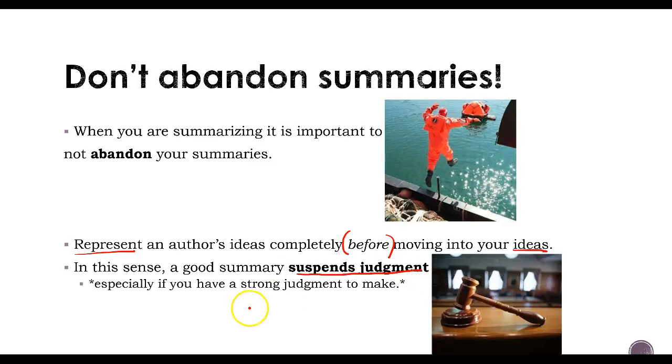This is especially important if you have a strong judgment to make. Right? So let's say that you're summarizing an author and you really don't agree with that author. You might be tempted to just summarize the author very briefly and jump into your own opinion and say, this is why I don't like this author, or I really don't agree with the point that this author is making. But it's especially important if you don't agree with an author to make sure that you suspend your judgment and that you give that author a fair say in your summary and represent that author's ideas fairly and accurately before moving into your own opinions. So I always say, don't abandon summaries. Make sure you suspend your judgment. Complete your summaries before moving into any of your own ideas.